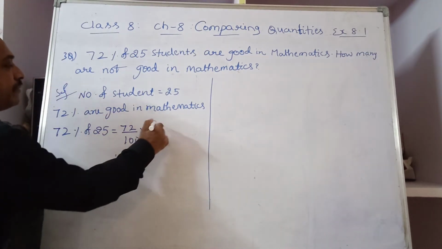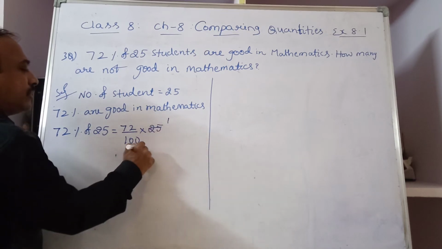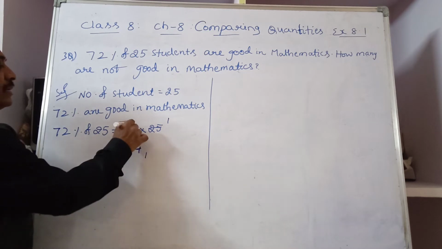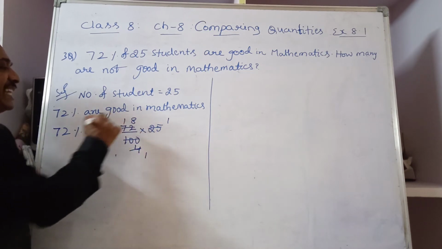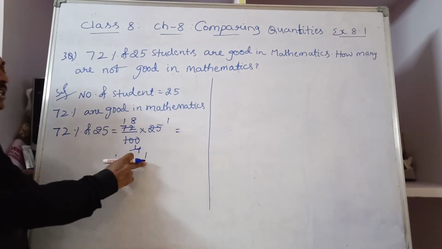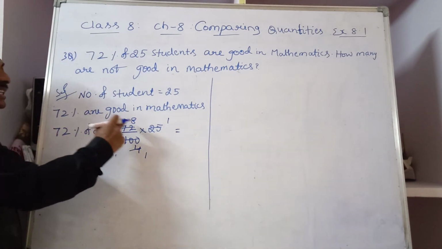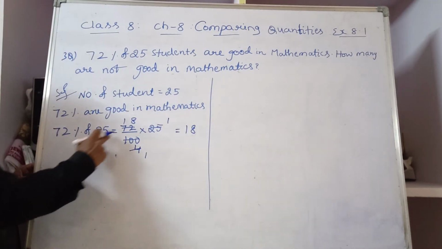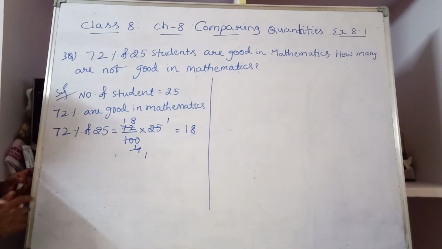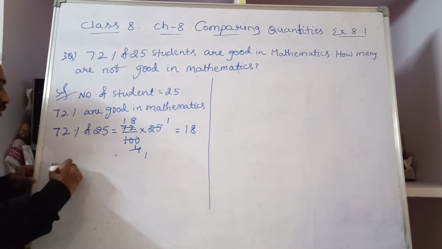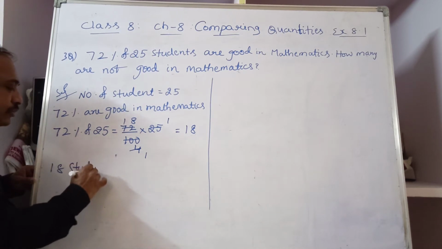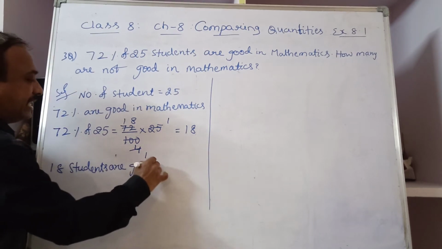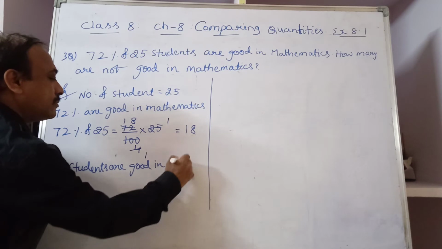You know simplification. So 25 ones are 25, fours are 100. Next, 4 table. 4 ones are 4, 4 eights are 32. So which is equal to, denominator is 1, so no need to represent again. 18 into 1, 18. So 72% of 25 is nothing but 18 students. That means 18 students are good in maths.